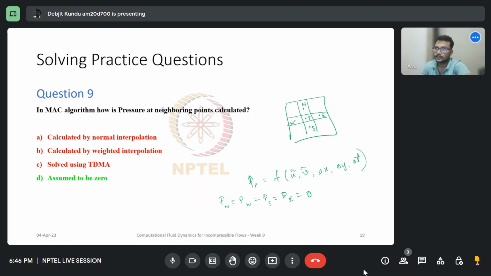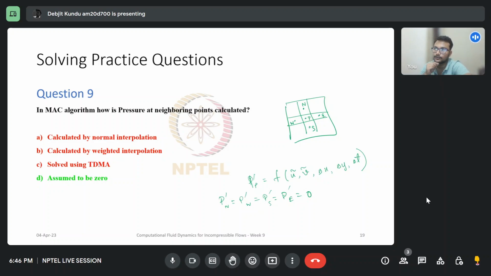So for the calculation at P, we assume that the neighboring points have the corrections as zero. Okay, so not the actual pressures, but the corrections are zero. That is the central assumption. Now this is for one calculation, that is when we are calculating at P.